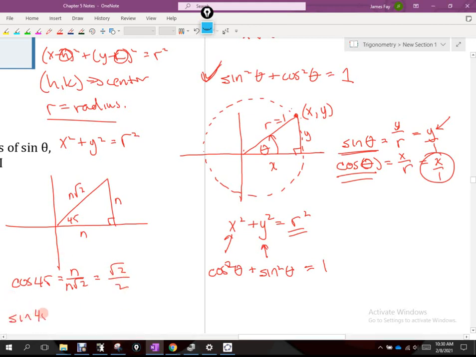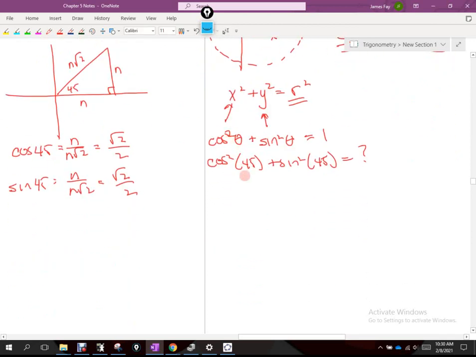Sine of 45 would be opposite over hypotenuse, radical 2 over 2, right? Okay. So right now, I'm going to ask, what is the cosine squared of 45 plus sine squared of 45? What does that equal?